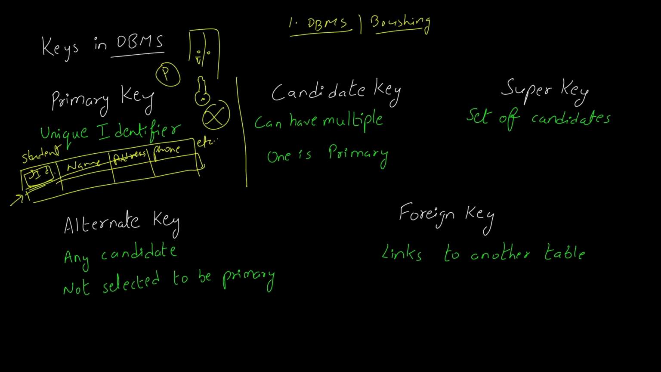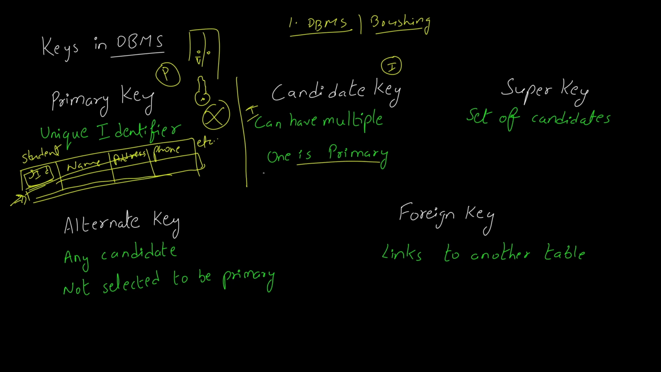So that's your primary key, which can be used to uniquely identify each and every single record in a table. They will all have a unique primary key. Now, a table can have multiple candidate keys. This is just an information related thing, and one of them will be primary.